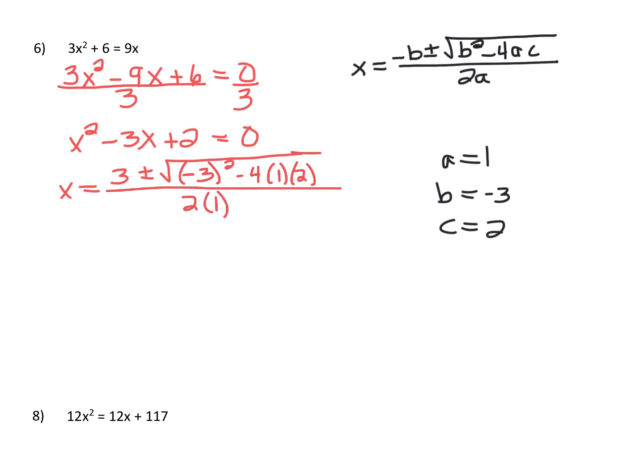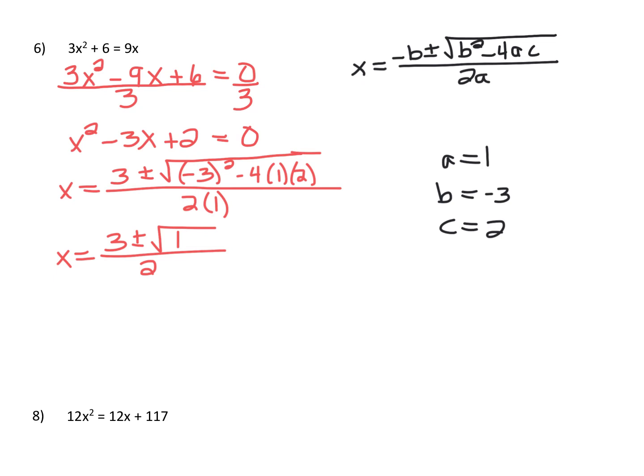All right, so we have x equals 3 plus and minus the square root of, negative 3 squared is 9, and 4 times 1 times 2 is 8, so 9 minus 8 is 1. And that whole thing is going to go over 2 times 1, which is 2. Now if you look here, this is a perfect square. What's the square root of 1? It's just 1. So I'm going to rewrite this.